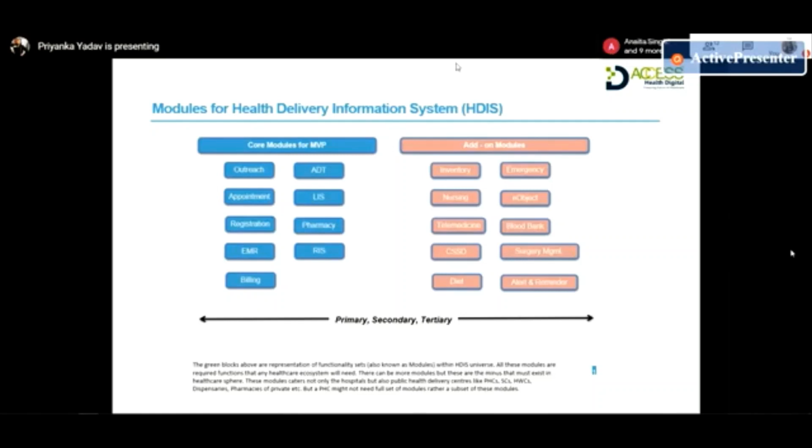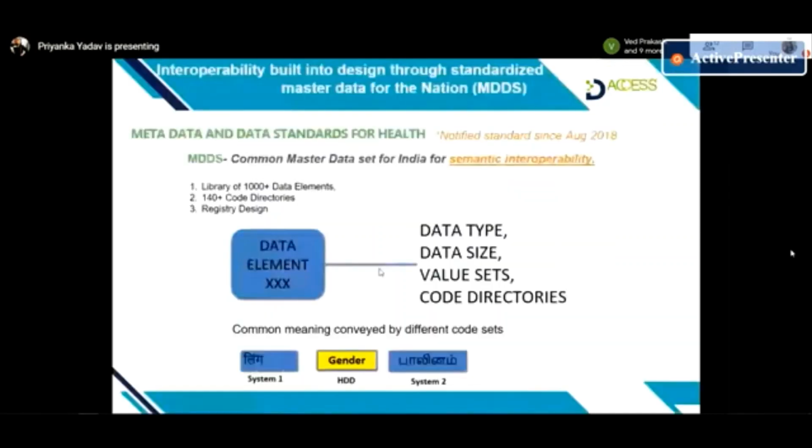RIS, I have already explained, is the radiology information system. All the X-rays, radiology procedures, etc. are part of the RIS, which again connects to the EMR. So EMR plus LIS plus RIS actually forms the longitudinal medical record for the patient. The add-on modules which a hospital can do without are emergency, nursing, surgery management, CSSD, diet. I think inventory will definitely come under MVP, but inventory in itself is a very, very complex module.